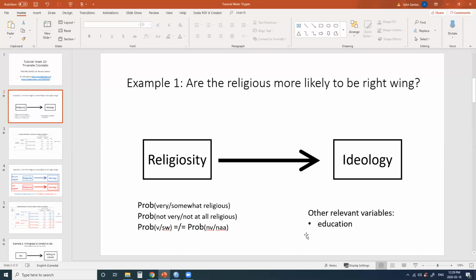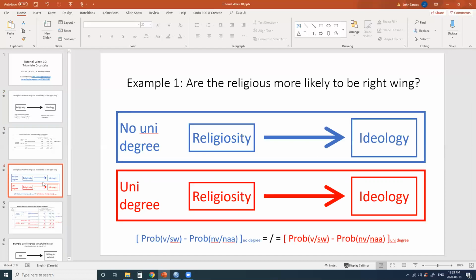And so, how to incorporate this into our original model? Well, we can expand it. We can factor in somebody's education, which I've operationalized here as whether or not somebody has a university degree. And so, what we're saying here is that the difference in probabilities between the religious and the non-religious in identifying in a particular way with ideology, that's different amongst those without a university degree than it is between those who have a university degree, right?